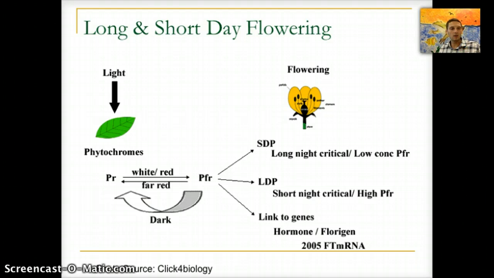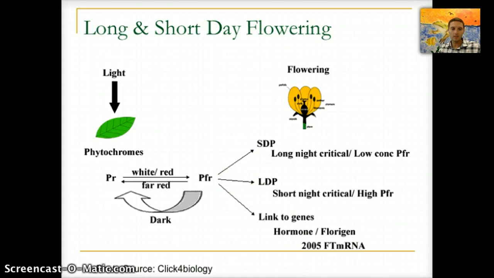And so actually in darkness, when it's dark, the PFR converts to PR. And that kind of gives us an idea of why it's the darkness that's controlling this process, the length of darkness, because the PFR form is less stable, and so in darkness it's going to break down and convert back to the PR form of the phytochrome protein. The PFR is actually what's causing flowering.